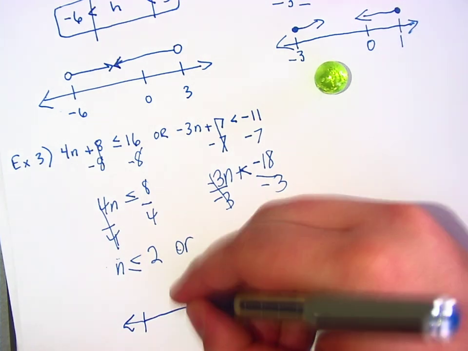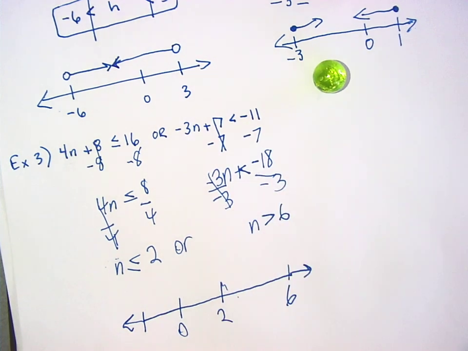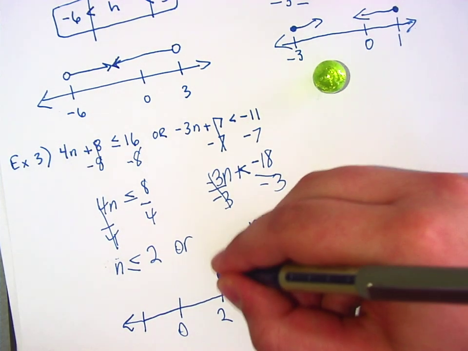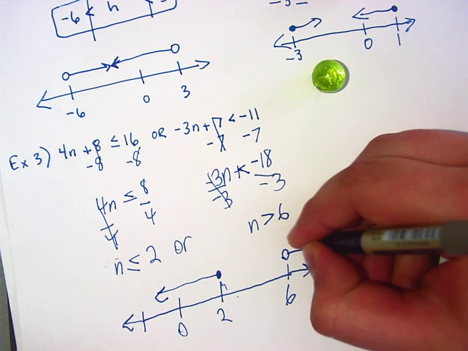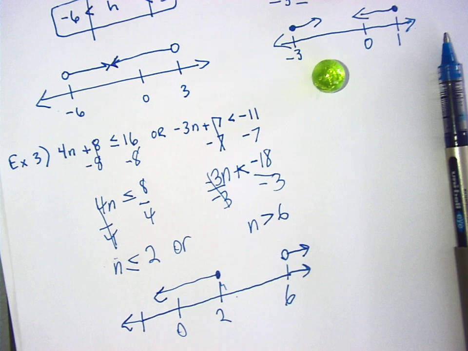Six, 2, 0. You're going to have a closed circle over the 2 pointing towards the left, and an open circle over the 6 pointing towards the right. Beautiful. Does everybody understand why the 0 isn't between the two numbers? Yes, they're both positive.